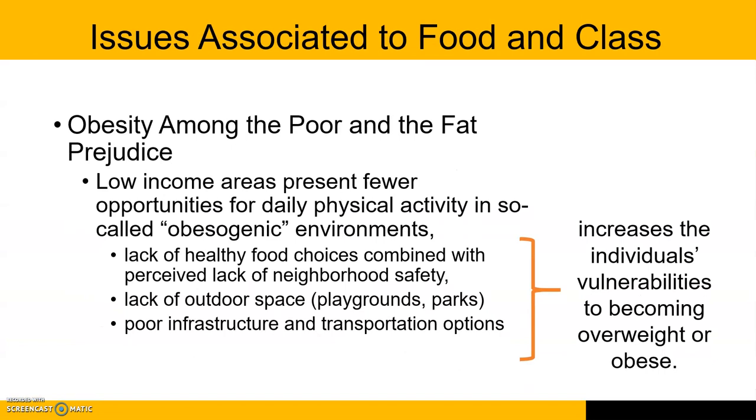Jadi, diorang kata low income areas selalunya they present fewer opportunities for daily physical activity in so-called obesogenic environment where they have lack of healthy food choices, macam kita tadi tengok food deserts that combine with perceived lack of neighborhood safety. They have lack of outdoor space and they have poor infrastructure and also transportation options. And all this environment actually will increase the individual vulnerability to becoming overweight and obesity. Jadi sekarang ni dulu kita kata kalau kita kurus tu dia poverty or dia ada kemiskinan ataupun from the lower class people, but actually now change to obesity.